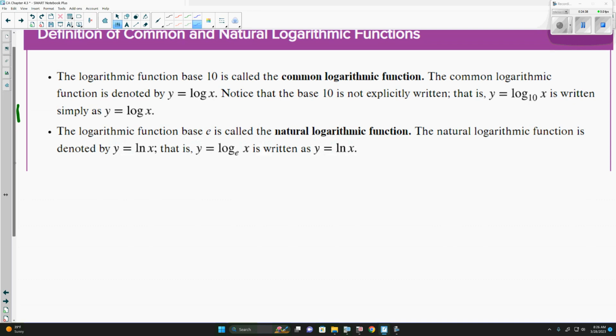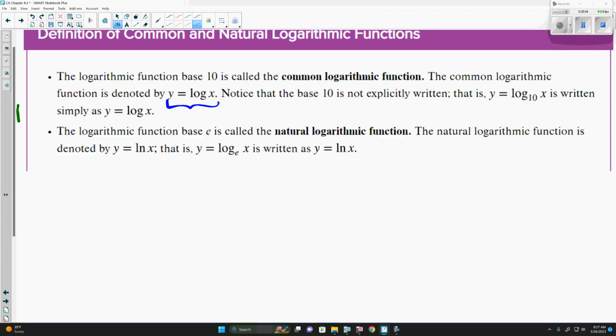Now the logarithmic function, base 10, is called the common log, or common logarithmic function. The common logarithmic function is denoted as y equals log of x. Notice that the base 10 is not explicitly written. That is, log base 10 of x is written as y equals log of x. We don't have to write the base 10 in.